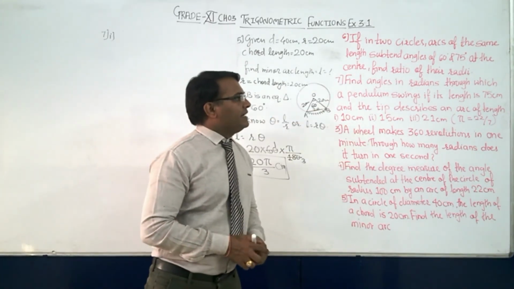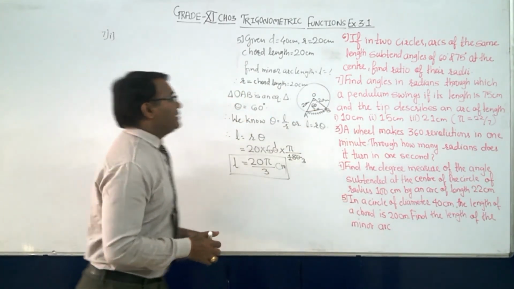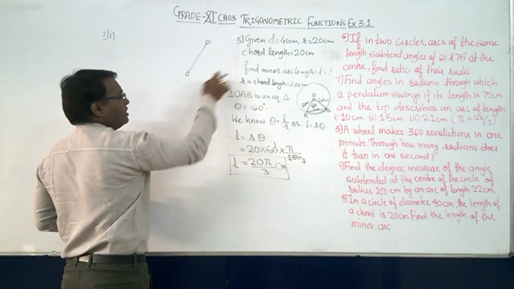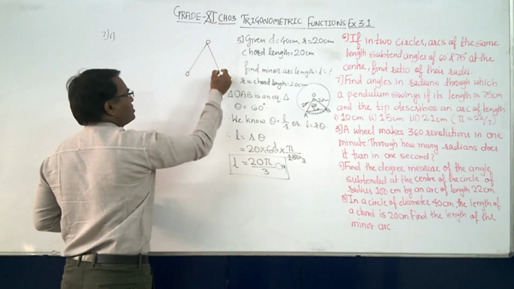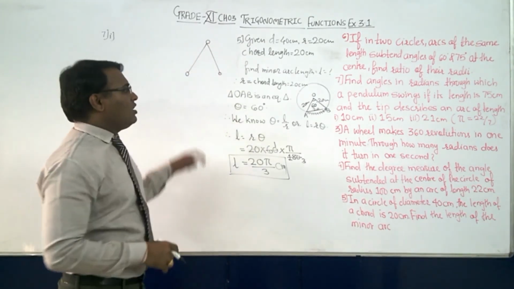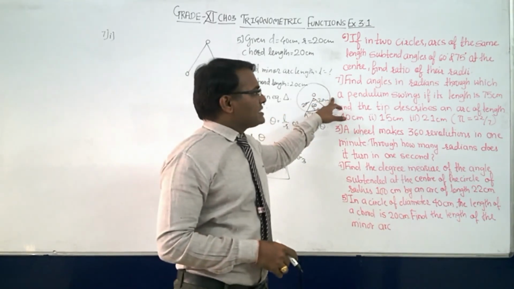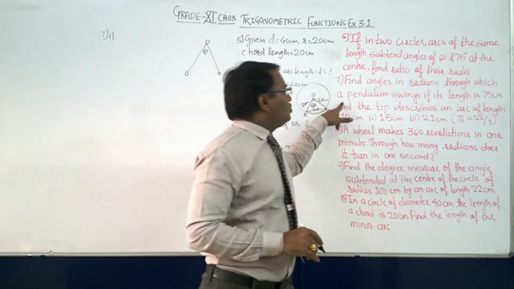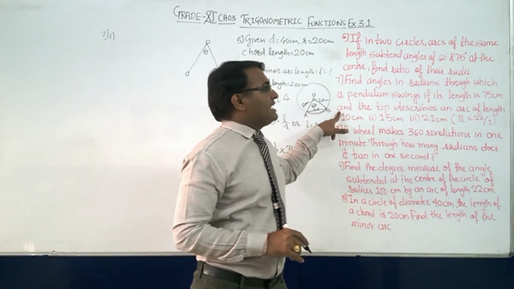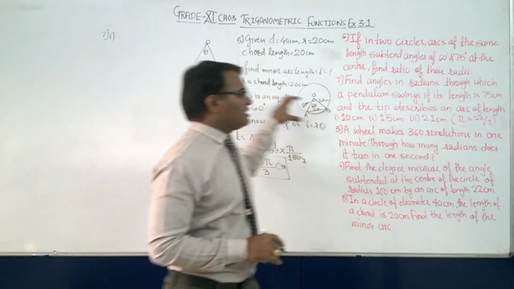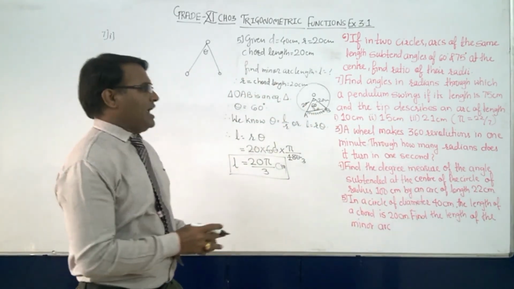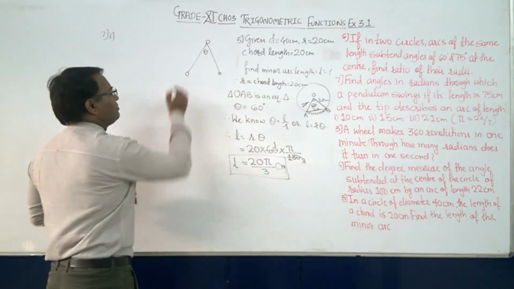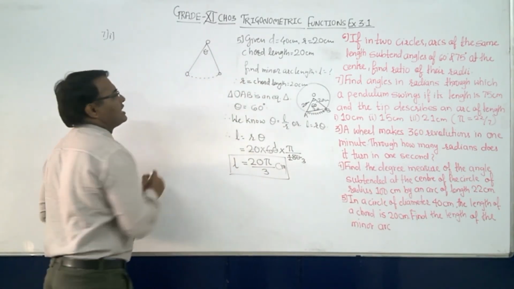Sum number 7. Find the angles in radians through which a pendulum swings. Pendulum means, you must have seen it in watches. The movement of the pendulum is like this. And then what they are telling? Find the angles in radians. That means we have to find this theta through which a pendulum swings if its length is 75 centimeter. The length is 75 centimeter, and the tip describes an arc of length. The tip is this one. It describes the arc length.